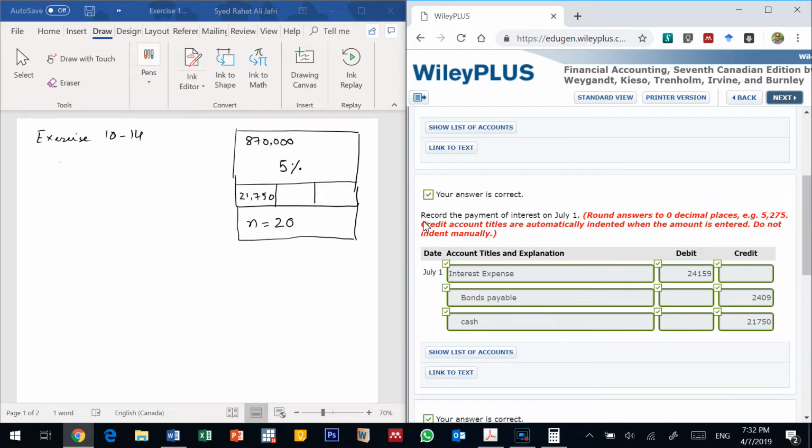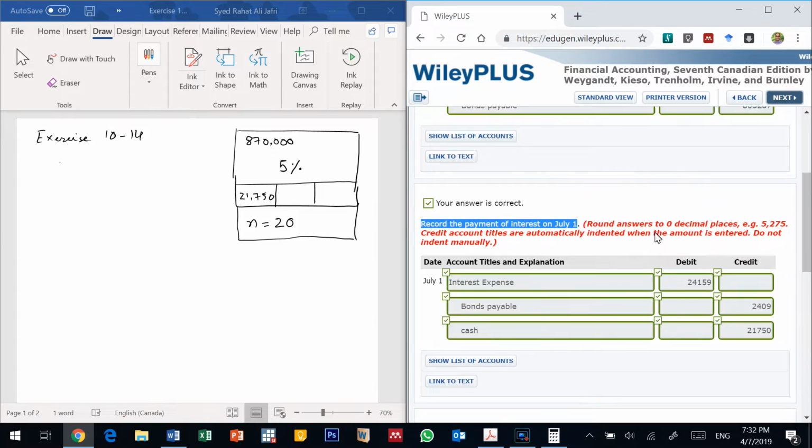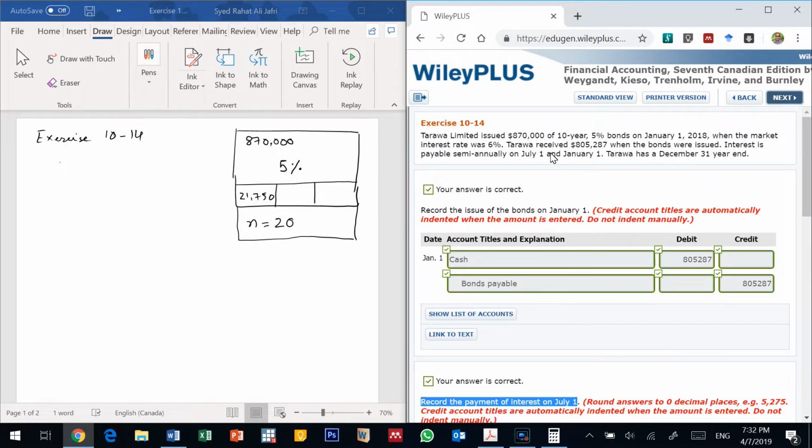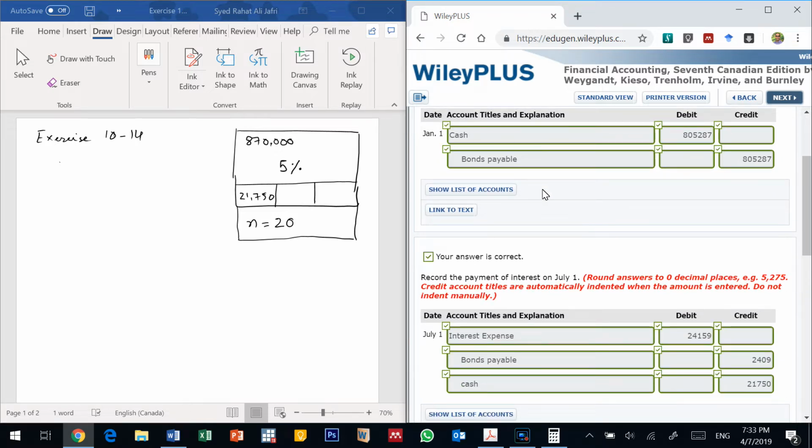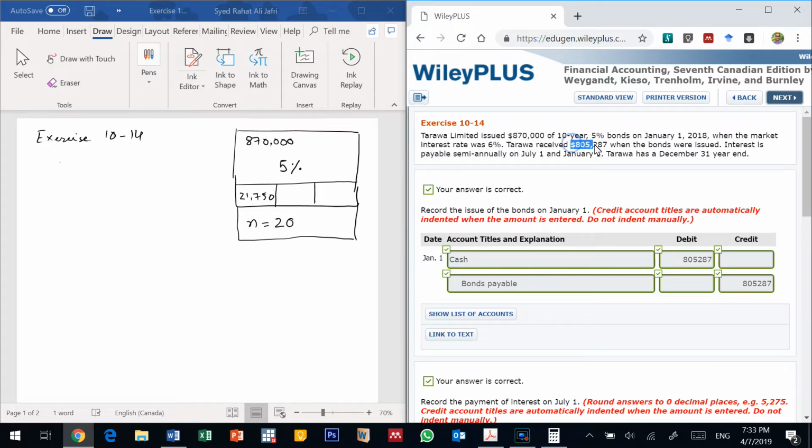Now second, this is asking to record the payment of interest on July 1st. July 1st is the first payment date according to this problem statement. So on July 1st, Tarawa will be paying cash 21,750, but the interest expense would be different. And interest expense would be based on the price of the bond, the proceeds received from the bond, and the adjusted 6% interest rate.